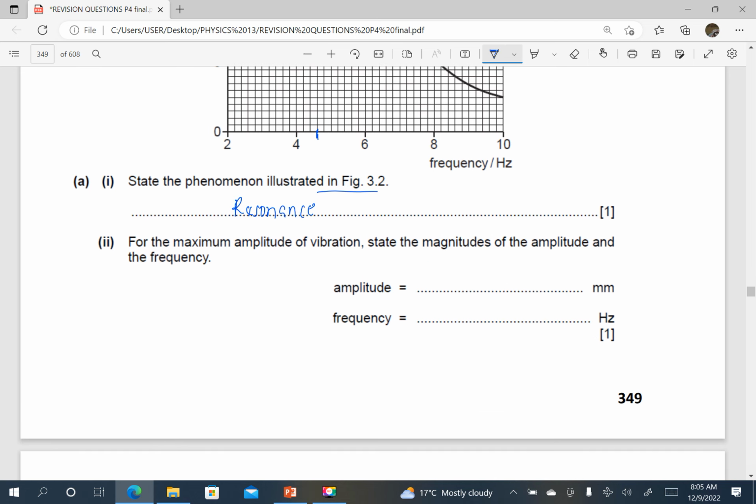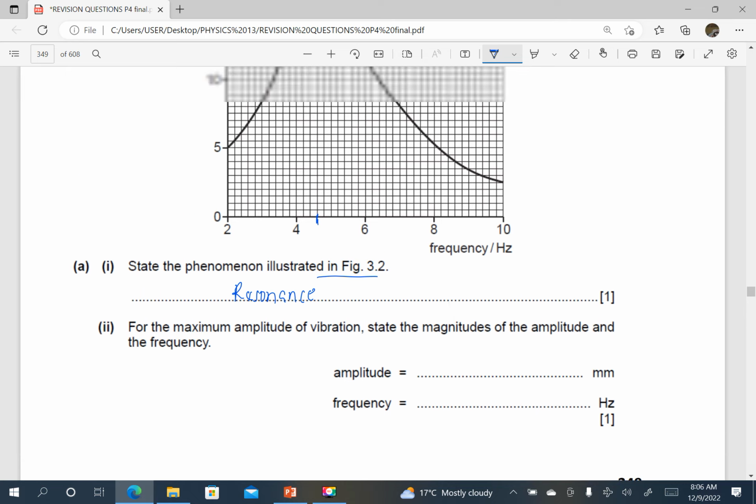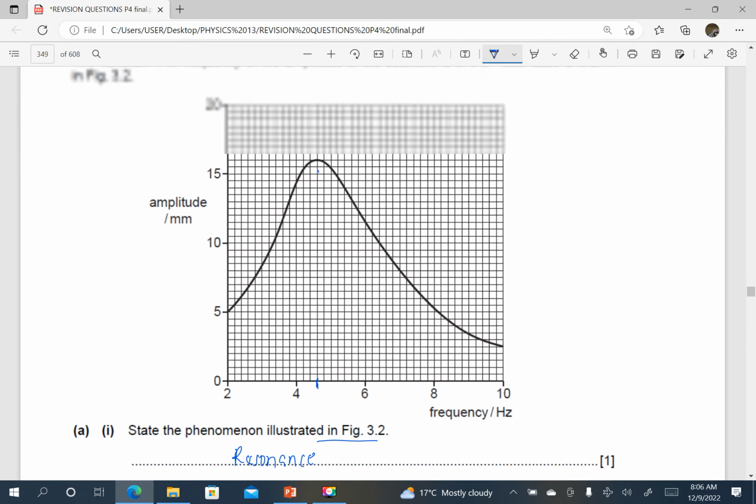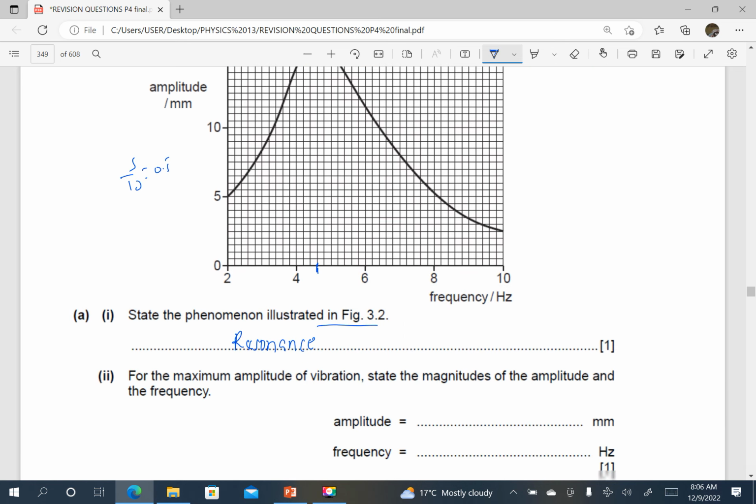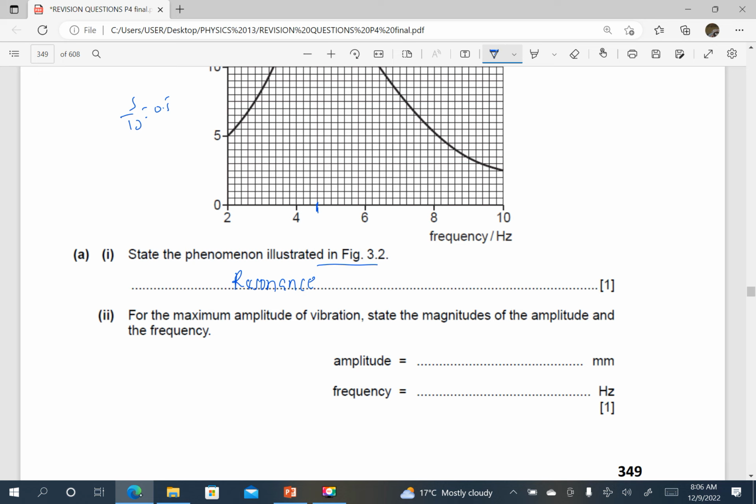For the maximum amplitude of vibration, state the magnitudes of the amplitude and the frequency. For maximum amplitude of vibration, we just look at our graph to find the amplitude. This is the maximum displacement, the maximum amplitude. The scale on the axis is 5 divided by 10, which is 0.5. So this is going to be 16. Each small box is 0.5, so the amplitude is 16 millimeters.